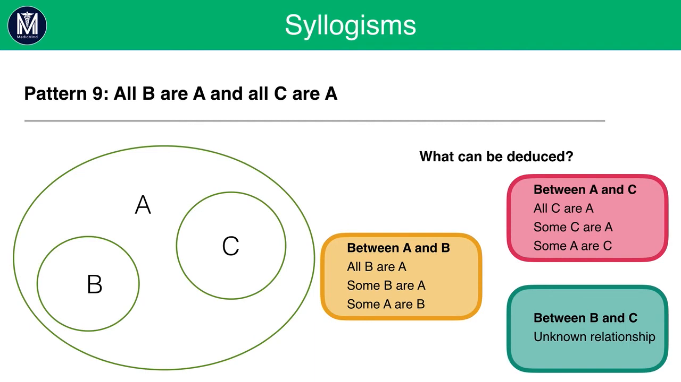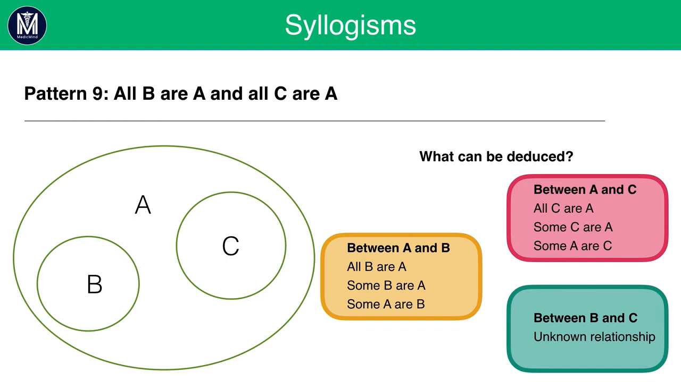The next pattern now: all B are A and all C are A. So what can be deduced here? We know that B and C are two separate entities in the bubble of A. We can only find that out once we've drawn the Venn diagram, and again it becomes a lot easier.